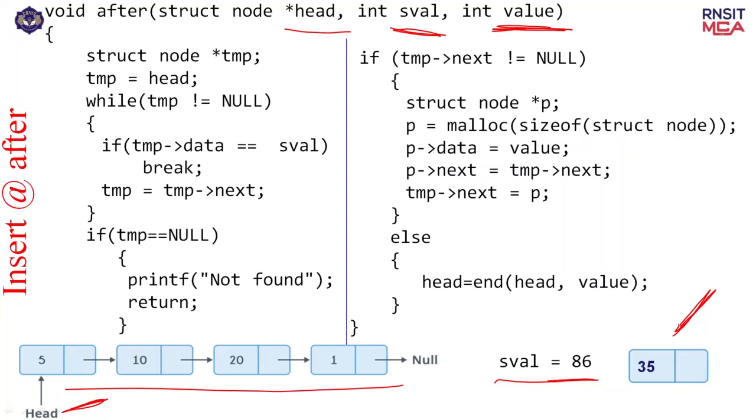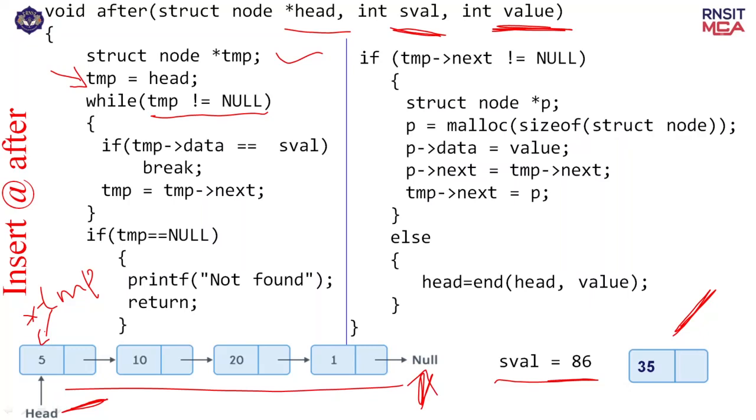So what will you do first? You will create a temp node, a temporary pointer. The temp node points to the starting, that is head. So the temp node will start from here, the temp pointer will start from the head node, and continue until temp reaches null. That means until temp reaches the null, which is the end of the linked list.